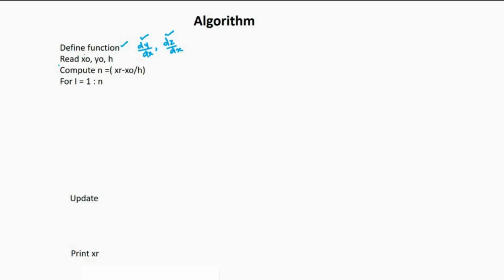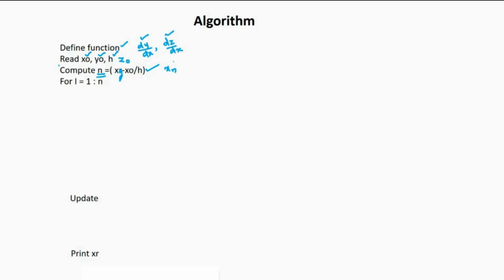So given input, boundary conditions. So here x naught, y naught. If there is one more equation, in that case you read z naught. And then h. Once you know these things, compute the number of iterations. So number of iterations is equal to xr or xg or xn, whatever the term given, xg or xn minus x naught upon h. Using this formula, you compute the number of iterations.